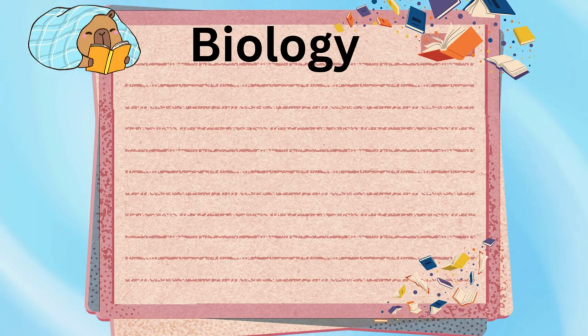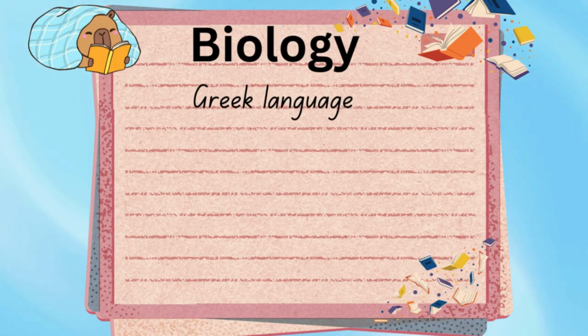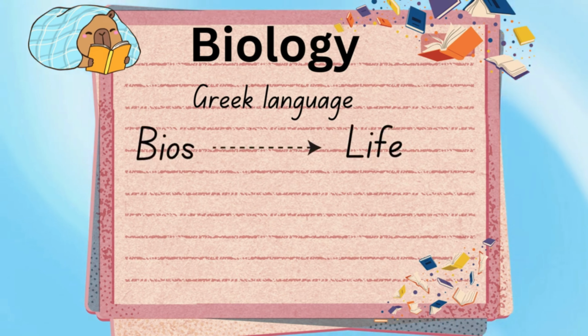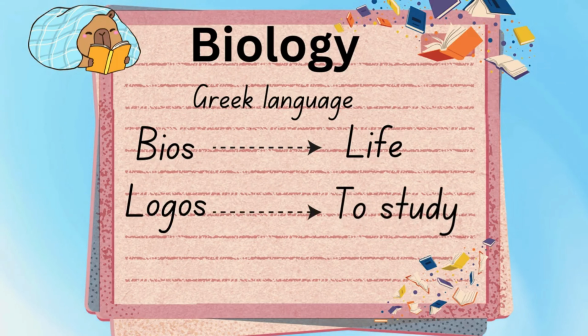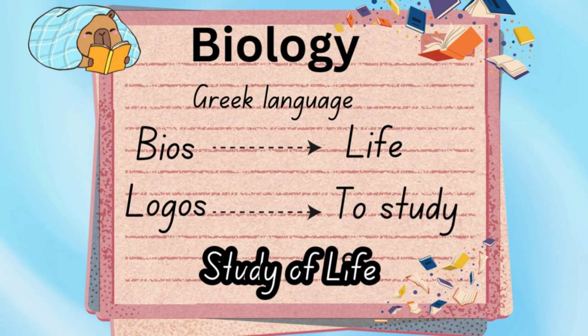First, let's understand the word biology. The word biology comes from the Greek language. It is made up of two words. The first word is bios, which means life. The second word is logos, which means to study. So, the literal meaning of biology is the study of life.